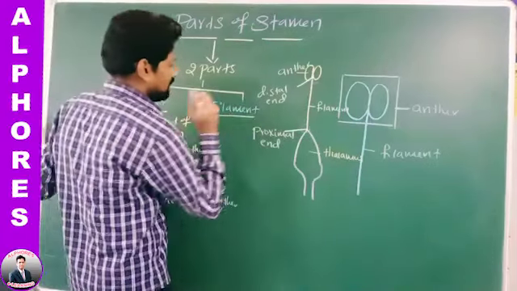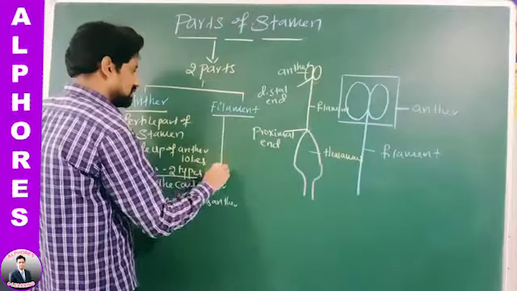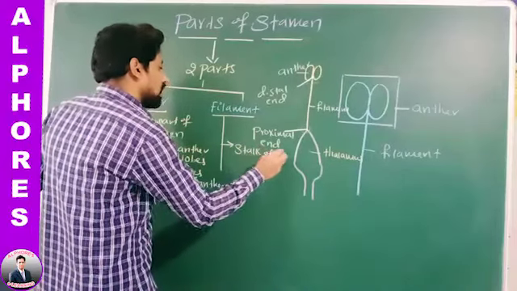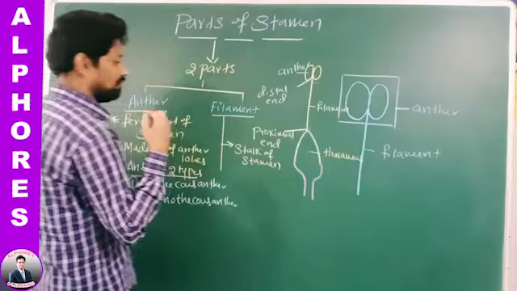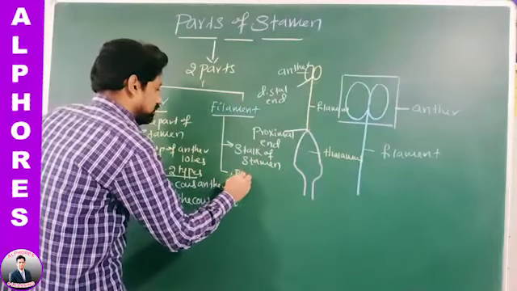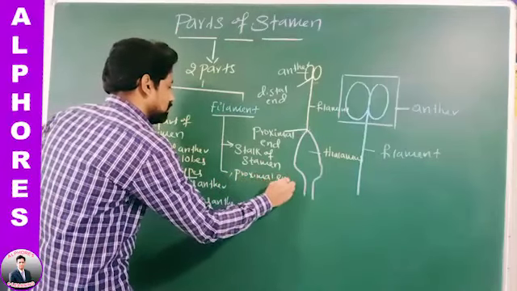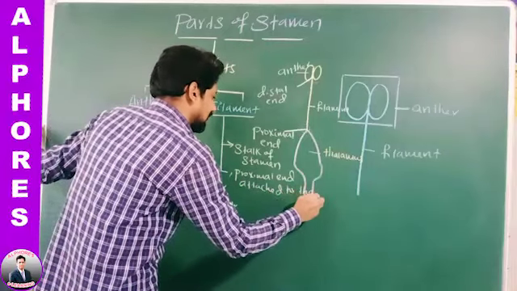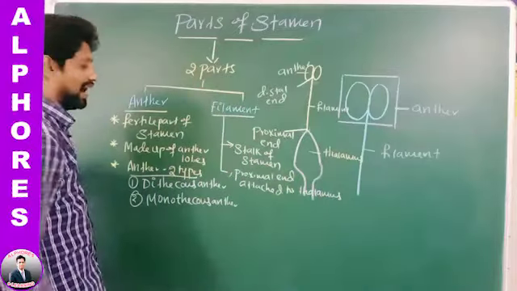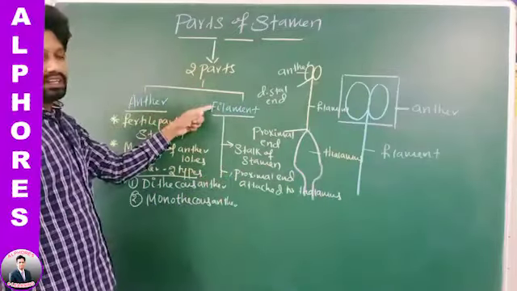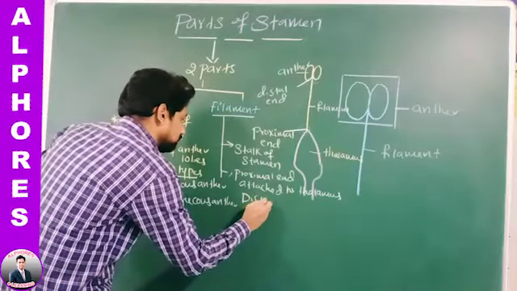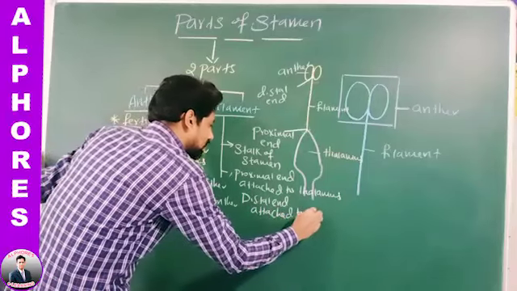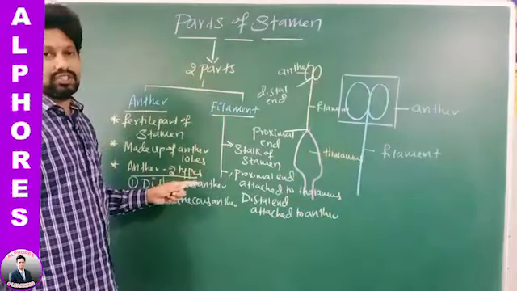Now go for the second part, the filament. Just now I told, this filament is a stalk of a stamen. The proximal end is attached to the thalamus, whereas the distal end is attached to the anther.